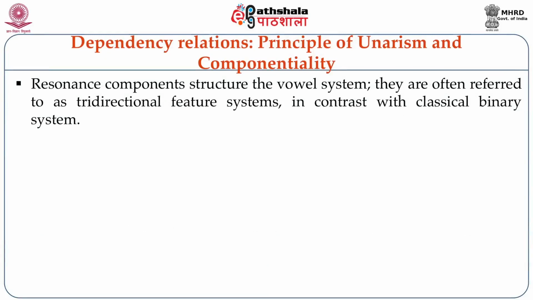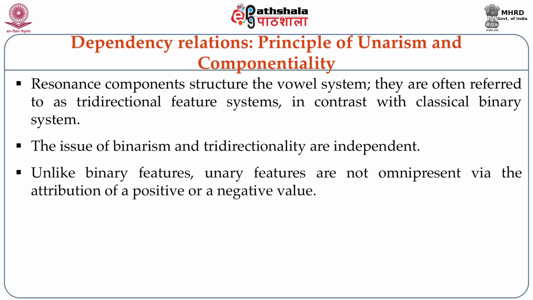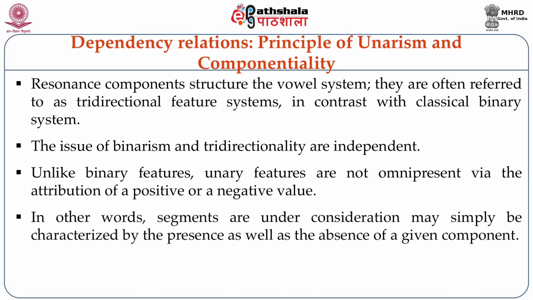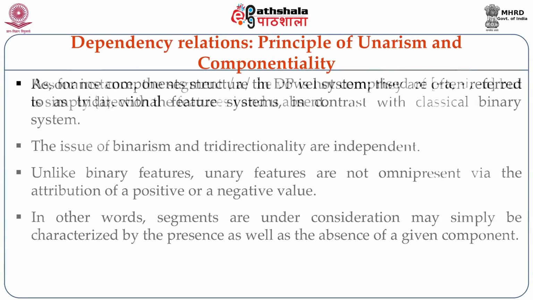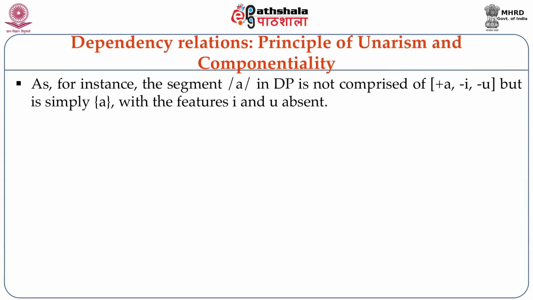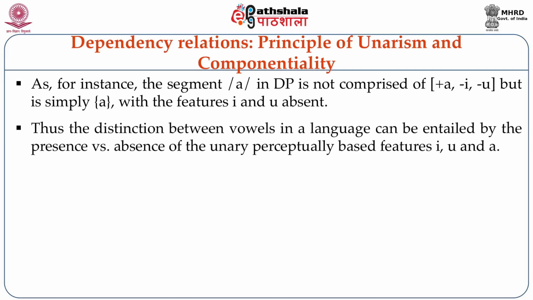Resonance components structure the vowel system. They are often referred to as a tridirectional feature system in contrast to the classical binary system, as we have already discussed. Unlike binary features, unary features are not specified via the attribution of a positive or negative value. In other words, segments under consideration may simply be characterized by the presence or the absence of a given component. As for instance, the segment A in DP is not comprised of plus A, minus E, minus U, but simply A within curly brackets, with the features E and U absent. So here, whatever we have discussed is shown in terms of examples. Hope you have understood this.